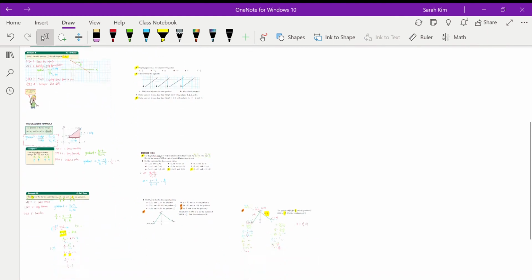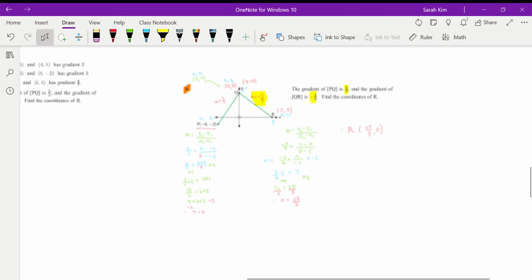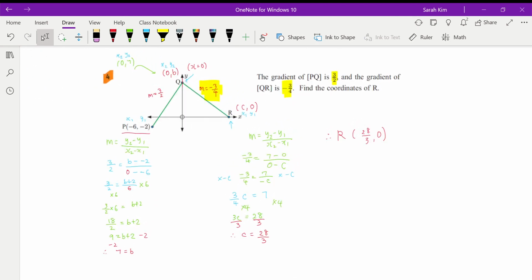So really it's just breaking down step by step what you need to figure out. I realized that I need to figure out this coordinate, and then once I found it, I did a similar process again to figure out that one. That's really all I had to do.